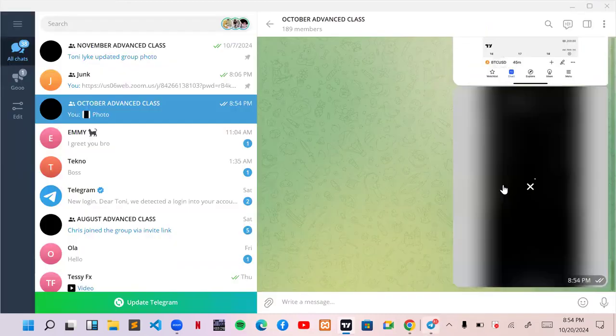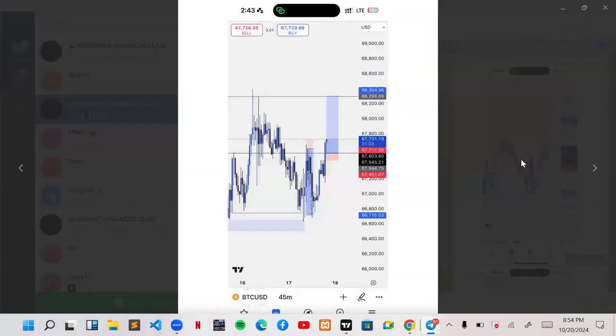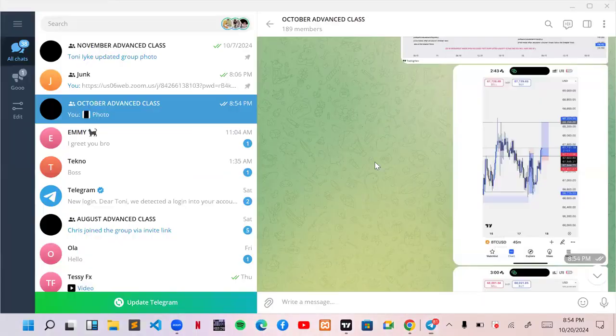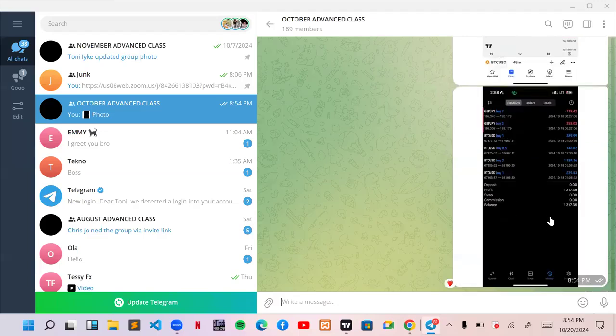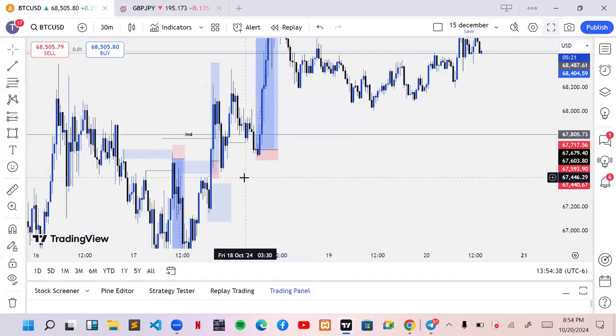So it was this trade here. The entry was from the breaker block. You can't see it on this 45 minute time frame, but check this time frame that I used to make this analysis. That's where you can see the breaker block clearly. It was this particular trade right here that played out, and this was how I got the entry on the breaker block.